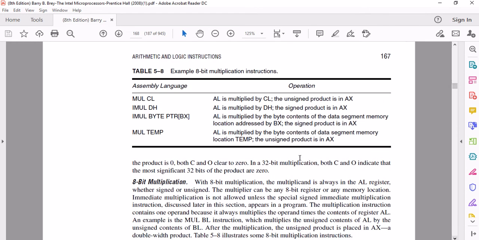These are some of the examples related to multiplication. Like MUL CL represents AL is multiplied by the value of CL and the unsigned product is saved in AX. It means here the A register is used by default. As you know, the result of the product will be larger, that's why a larger register is used here, that is AX.